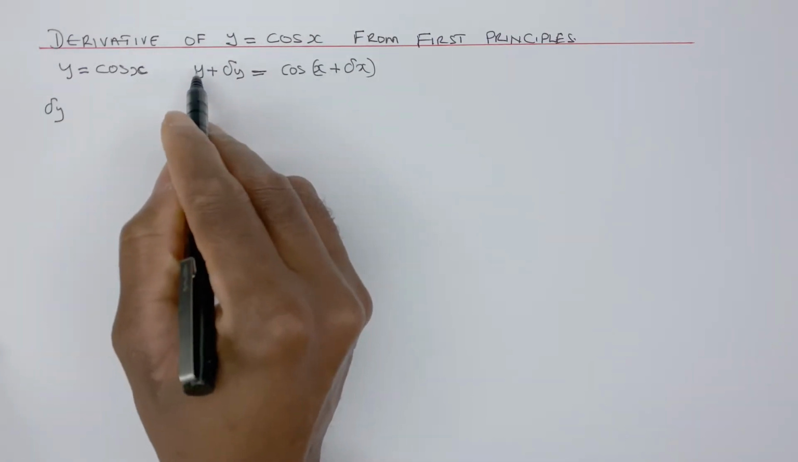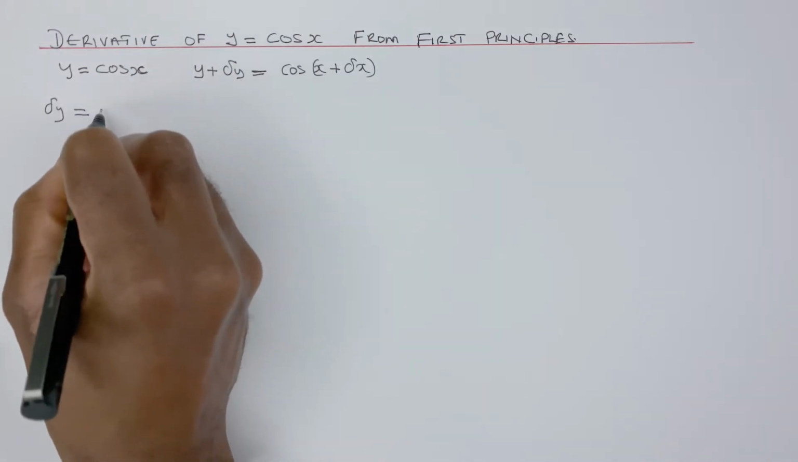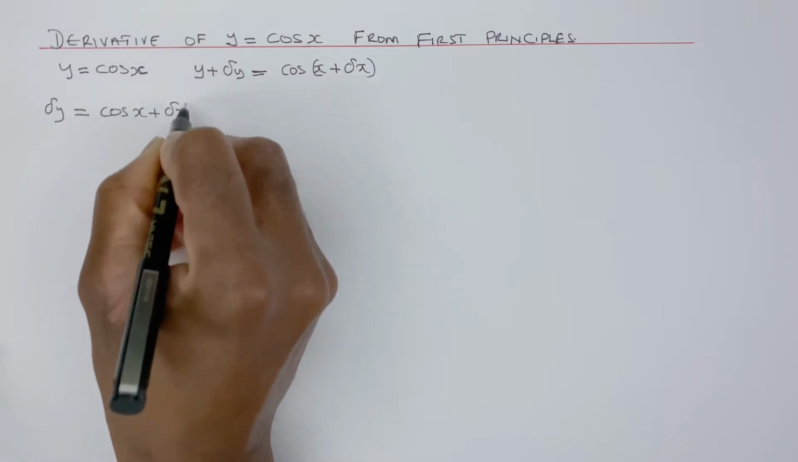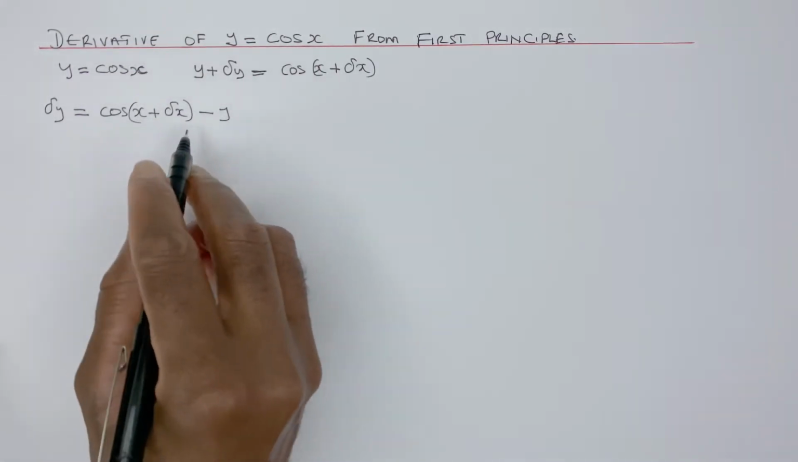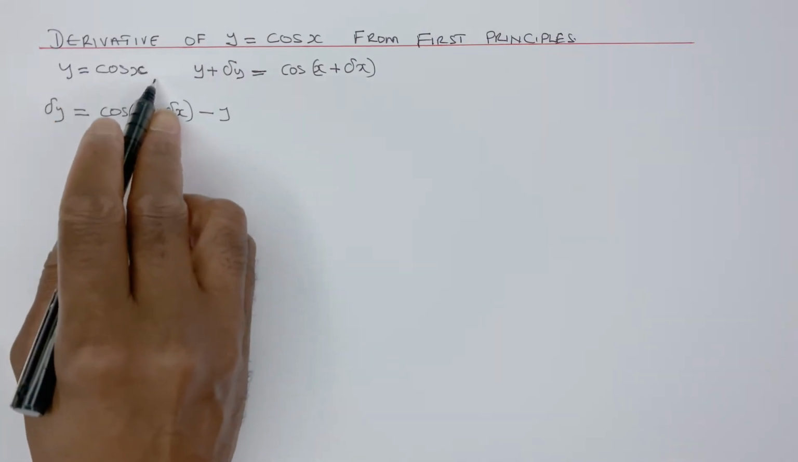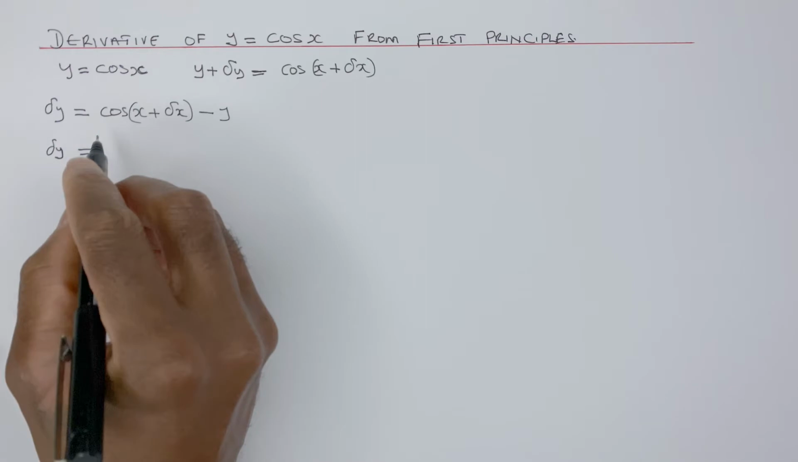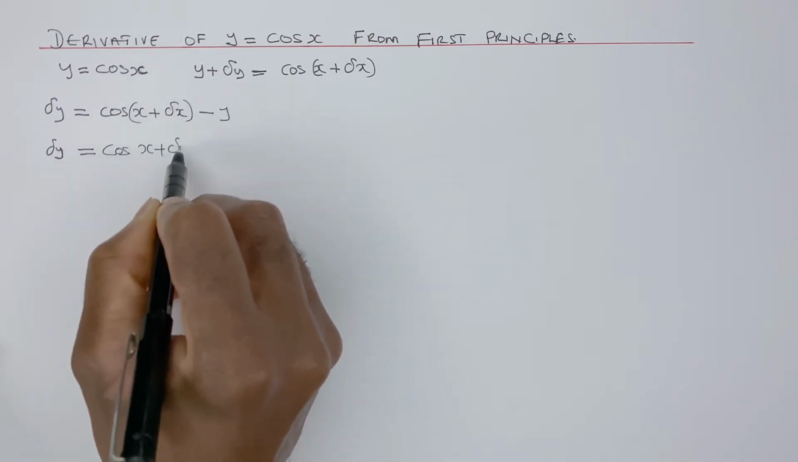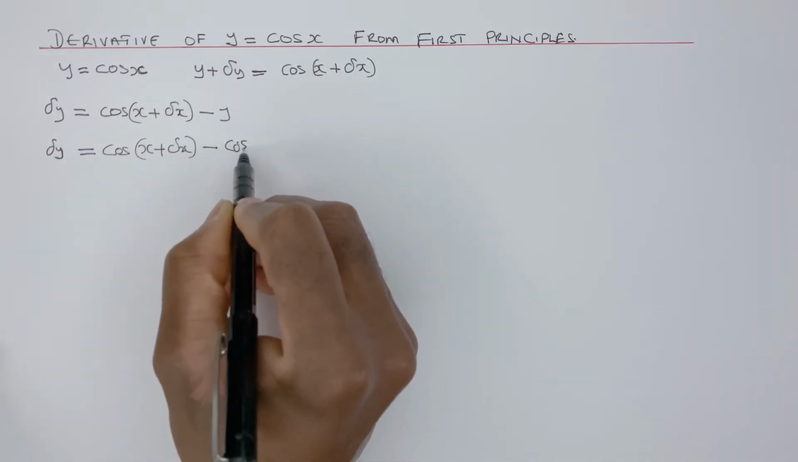So I move y to the other side: delta y equals cos(x plus delta x) minus y. What I need to do now is replace y with cos x. Delta y equals cos(x plus delta x) minus cos x.